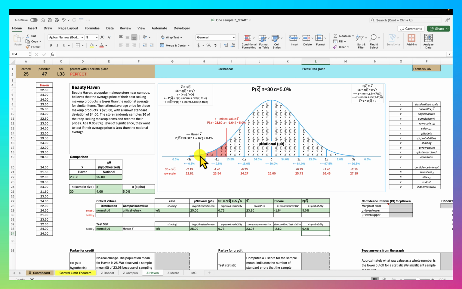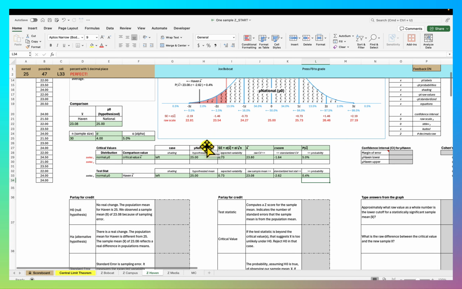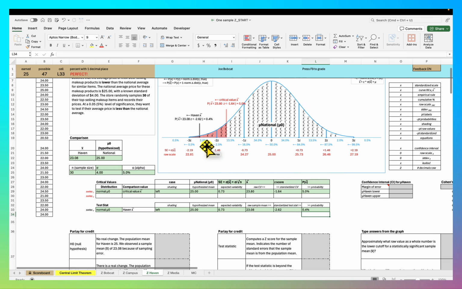All right, so this is going to be statistically significant. We're definitely in the rejection region. And so that's kind of exciting. It means that our price is definitely below the national average. It's more than just sampling here.